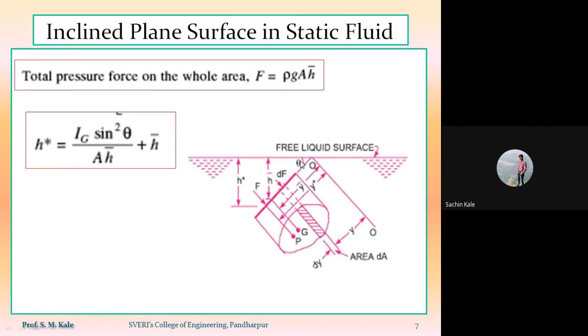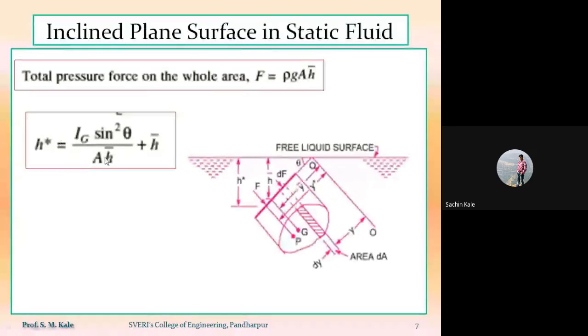If the value of theta becomes 0, that indicates that the inclined surface becomes a horizontal plane surface, and for that horizontal plane surface we know the value of H star.